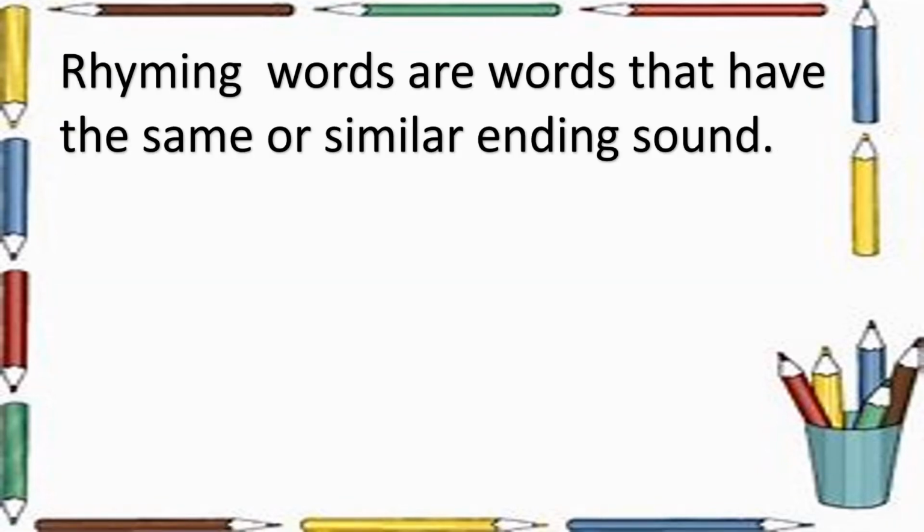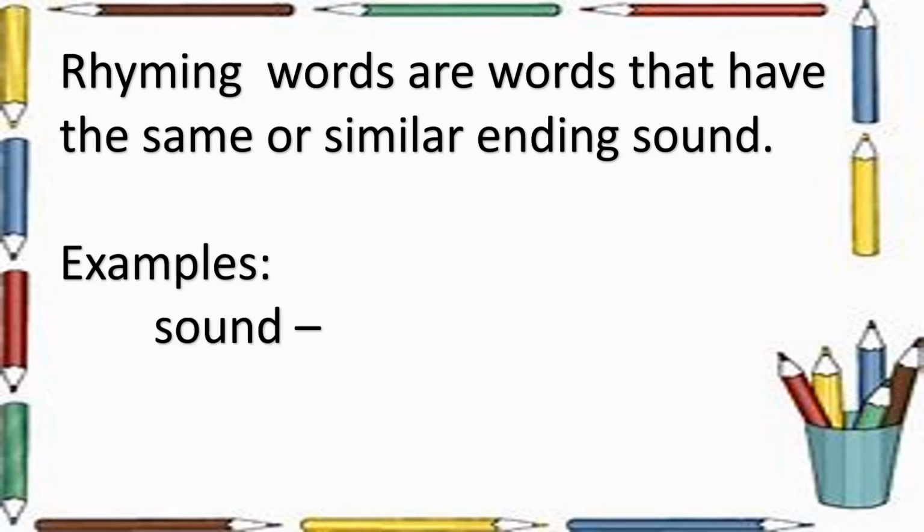To make things easy for this target, first we are going to have a refreshment about rhyming words. So let us study what rhyming words are. Rhyming words are words that have the same or similar ending sound. Example for this, we have sound, around. Try to hear the sound of these words. Sound, around. Similar ending sound, right? So they are rhyming words.